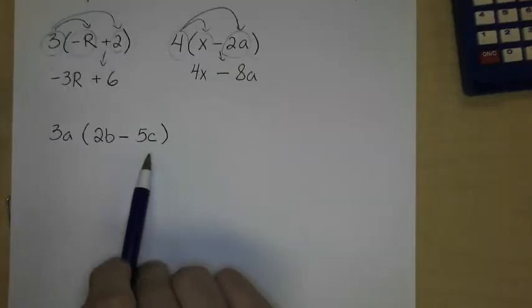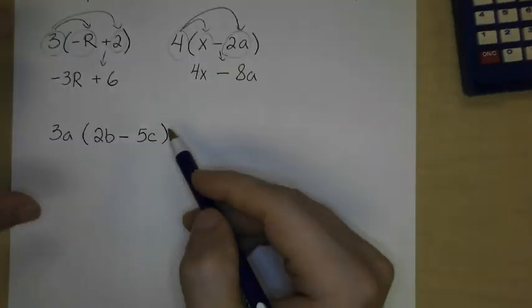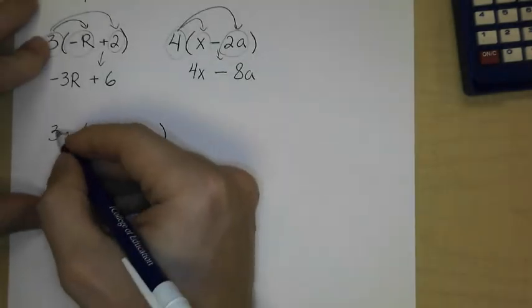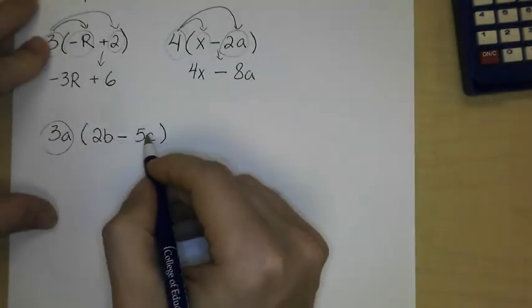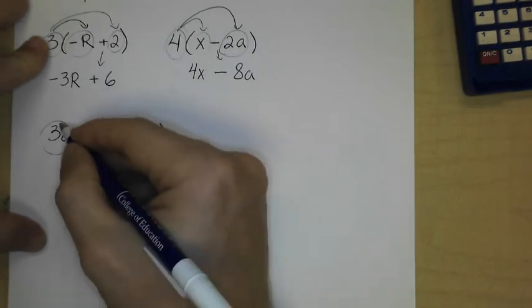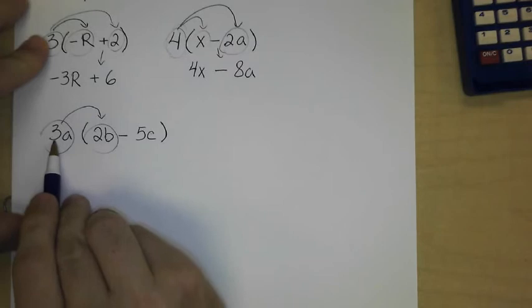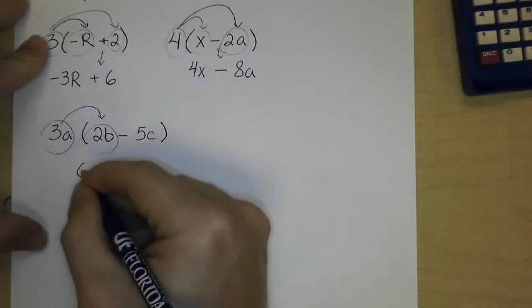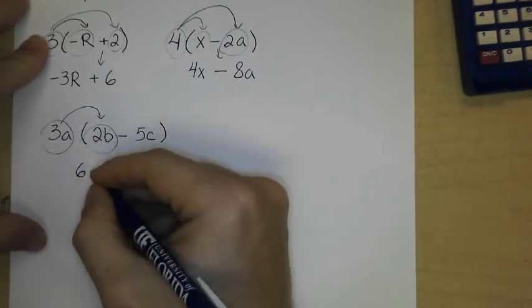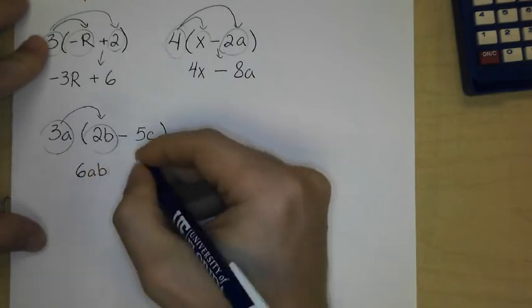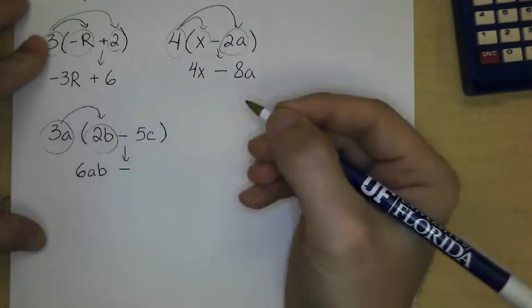Alright, so this one isn't too bad as long as you follow the steps. What you're going to do is take this 3a, multiply it by the terms, and bring down the operation. So first thing we have is 3a times 2b. So first look at the numbers. I have a 3 times a 2, that's a 6. And look at the letters, I have a and b, so I'm just going to write ab. Bring down the operation, which is minus.